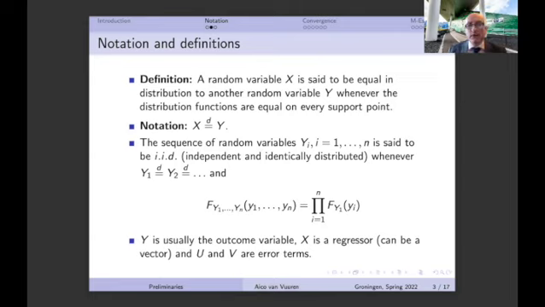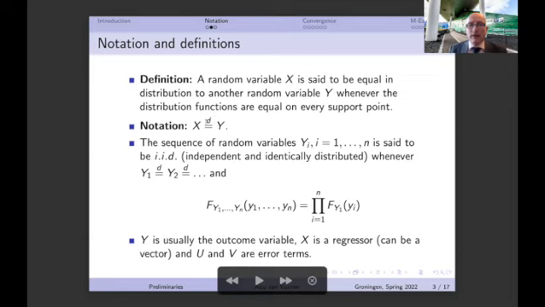Another definition that I'm going to introduce is equality in distribution. A random variable x is said to be equal in distribution to another random variable y whenever the distribution functions are equal on every support point. The notation I'm going to use is that at the moment that x and y are equal in distribution, I'm going to write x equal to y, but above the equality sign, I'm going to use a d. That is in order to denote that we have equality in distribution, and take into account that that's not the same as when I would have written down x equal to y without this d that we have over there.